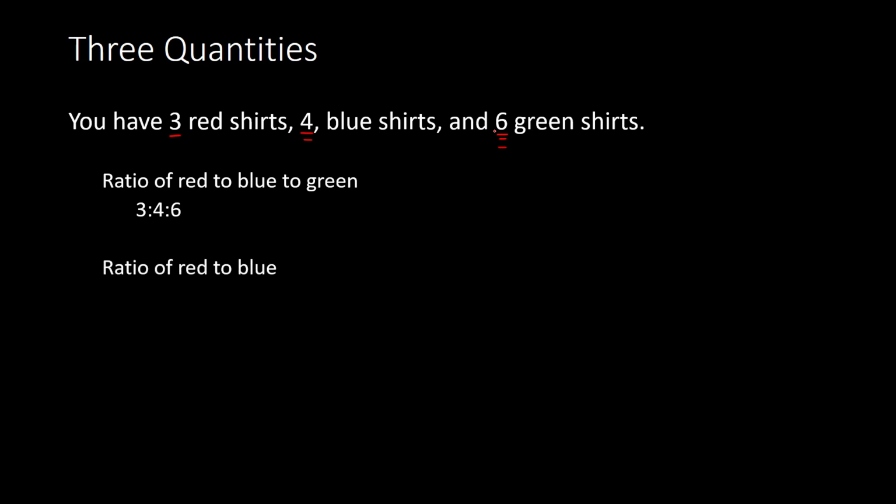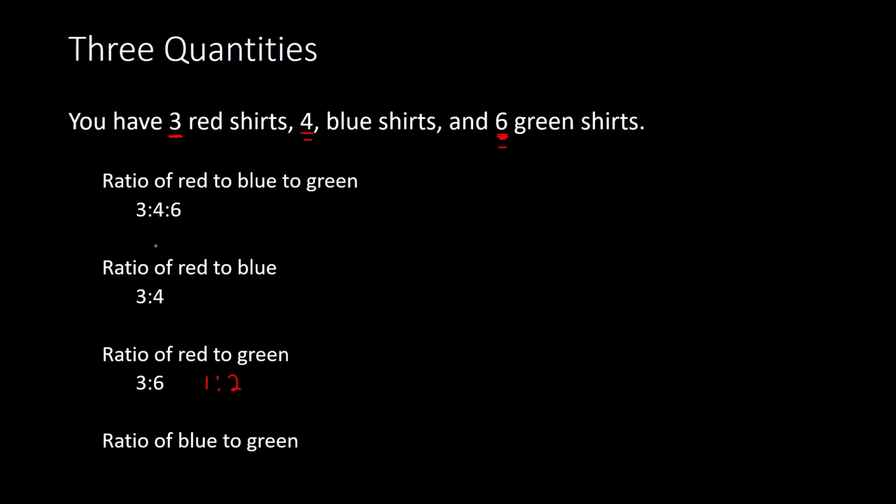And we could be asked to compare maybe just the ratio of red to the blue. Well, red, we have 3 shirts. Blue, there are 4 shirts. We can write this as 3 to 4, or 3 colon 4. And then red to green, we put the red number first, so we have 3, and then the green number second, which is 6. So we have 3 to 6, which can reduce to give me 1 to 2. And then the ratio of blue to green, blue is 4, green is 6, so the ratio would be 4 to 6, and you can reduce that dividing both sides by 2, and you have 2 to 3.